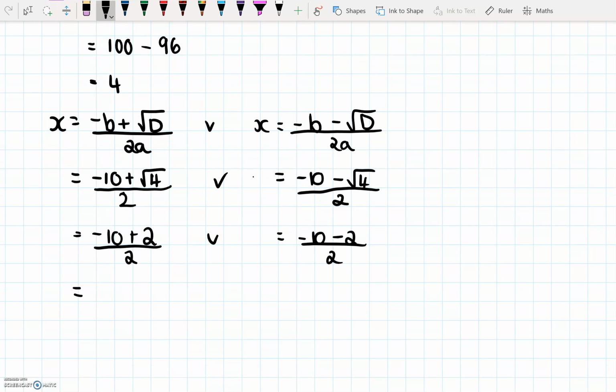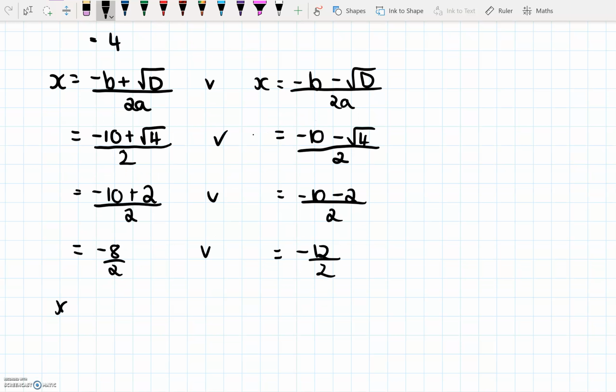Okay, what's negative 10 plus 2? That's negative 8 over 2, or negative 10 minus 2 is minus 12 over 2. Okay, so we get x is equal to minus 8 divided by 2, which is minus 4, or x is equal to minus 6. Okay, and it's really important you write those x's in at the end.